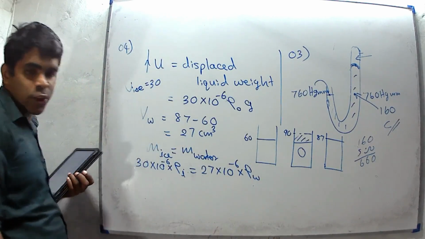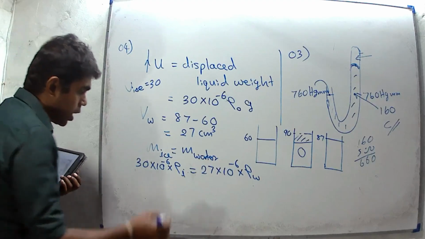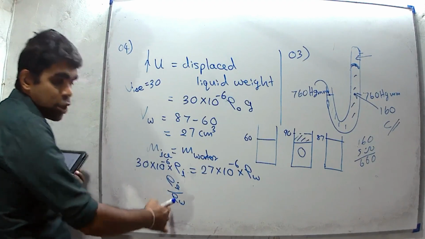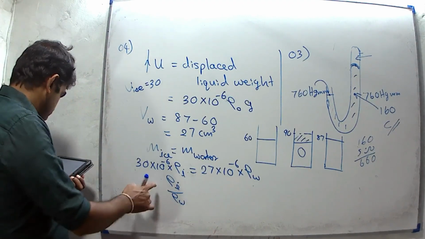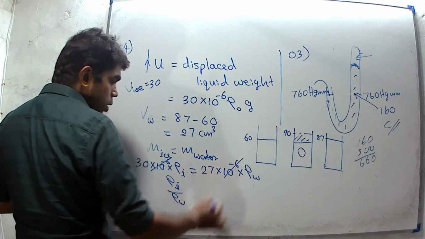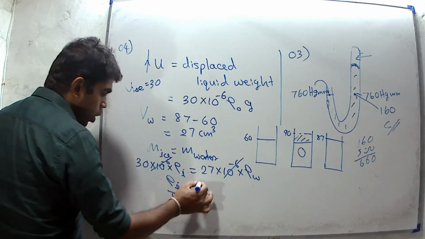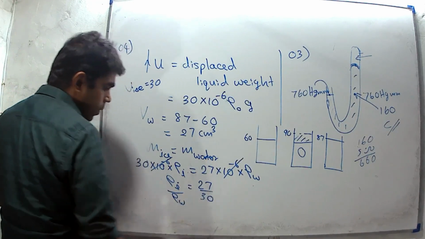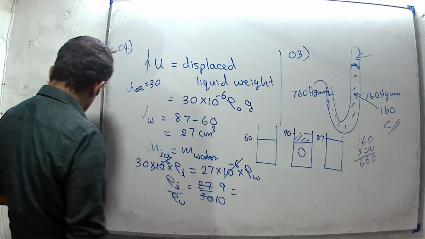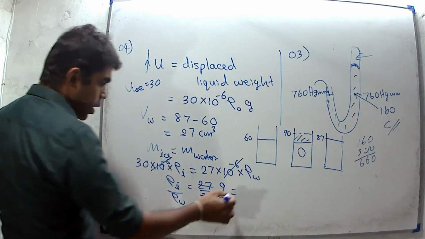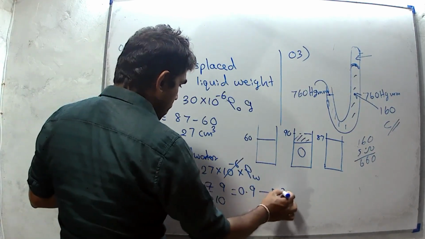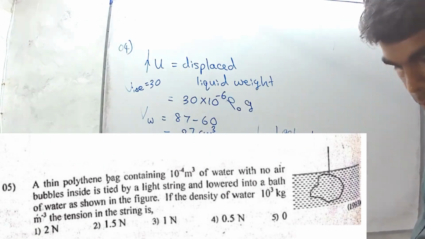Now we can get the ratio between rho I and rho W. Rho I means density of ice divided by density of water. It is the relative density. We can find the answer. Then we can cancel out 10 to the power minus 6, 27 over 30. Divide by 3, 10. Divide by 3, 9. 9 over 10, 0.9. Then answer is 3 for the question number 4. Then question number 5.